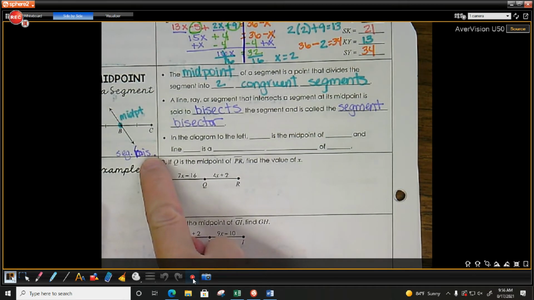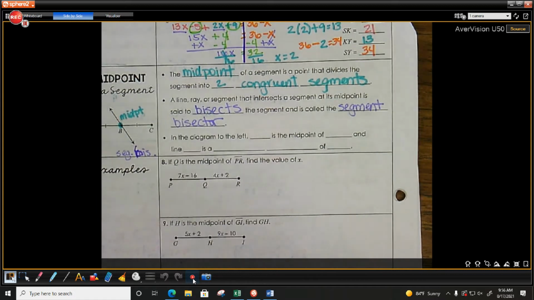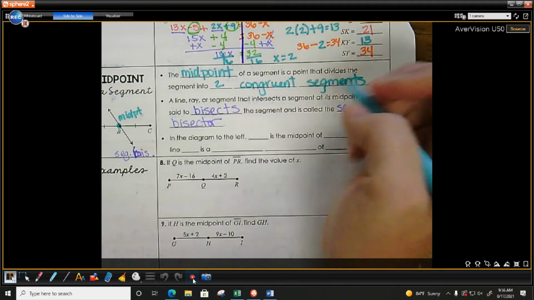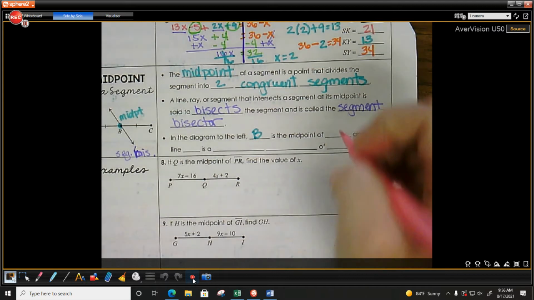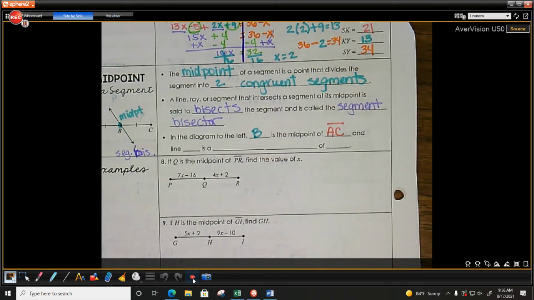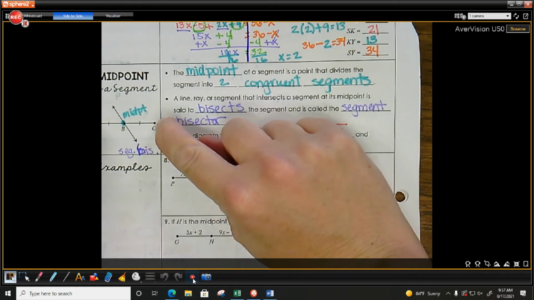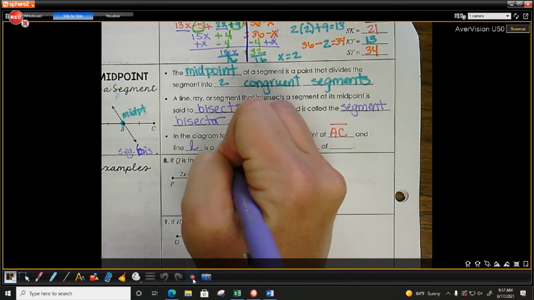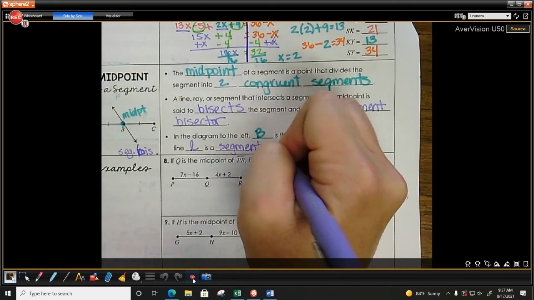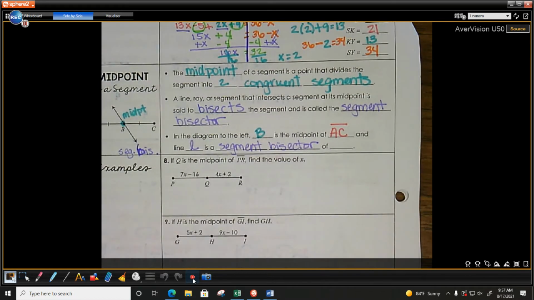In the diagram to the left, what is the midpoint? We just said this. B. Do we use upper or lowercase for points? Uppercase. B is the midpoint of segment AC. Don't put arrows at the end because A and C are endpoints. It starts at A, ends at C. AC is a segment, not a line. Okay? And line, what line do we have here? Line L is a segment bisector of what? Segment AC.